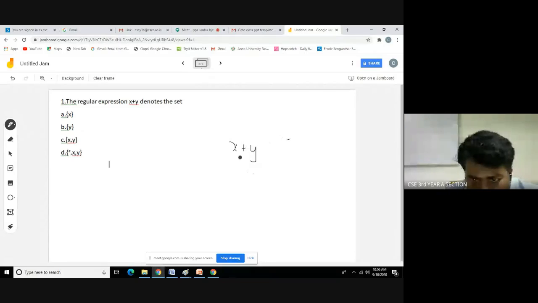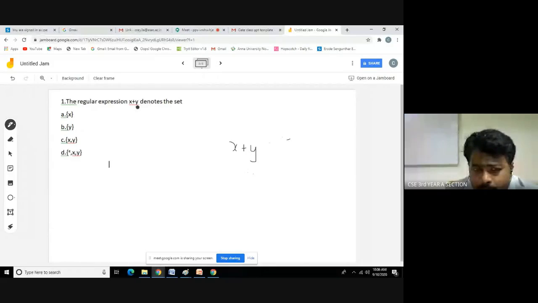This is one of the properties that comes under regular expressions. How can I denote x plus y as a set? What is the meaning of the regular expression x plus y? Either I can read the input symbol x, or I can read the input symbol y. That is the condition here.